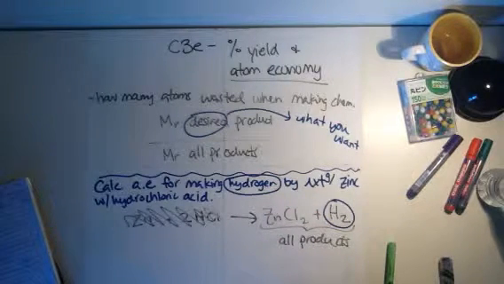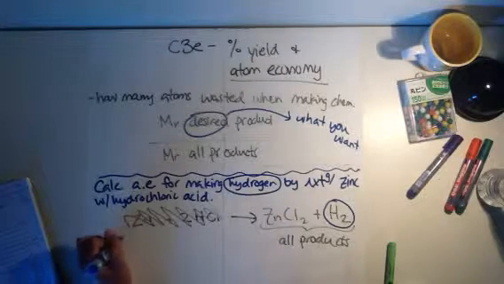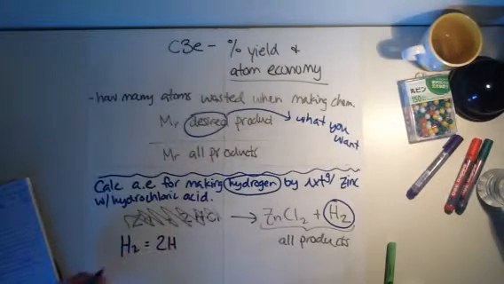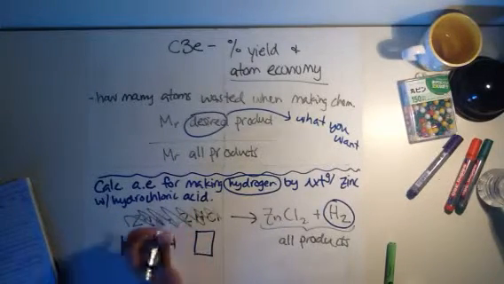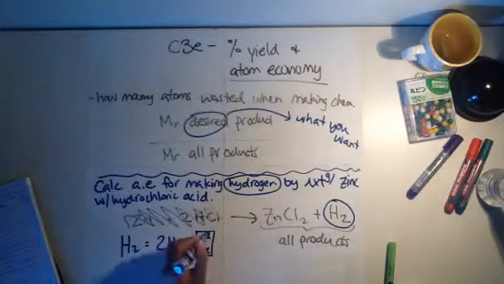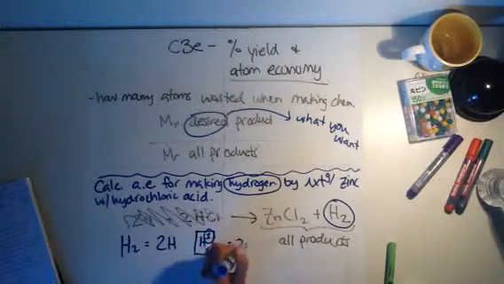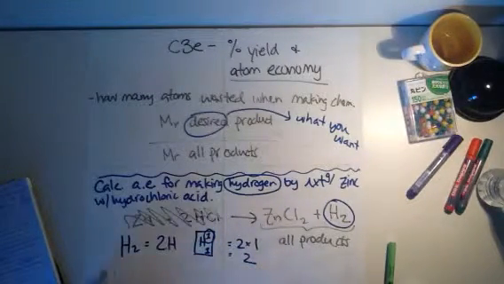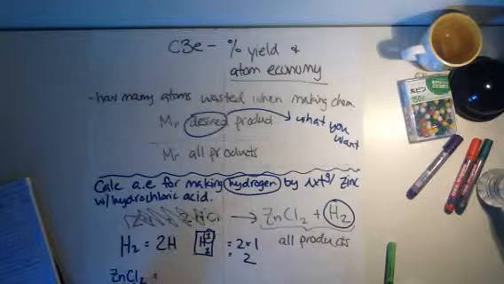So hydrogen, H2 tells us we have 2 hydrogens. And if you look up in the periodic table, remember it's always the top number. Hydrogen has a relative formula mass of 1, but because there's 2 of them, it's 2 times 1, which will give us 2. We have ZnCl2. What does that tell us? You've got 1 Zn, and you've got 2 Cls.